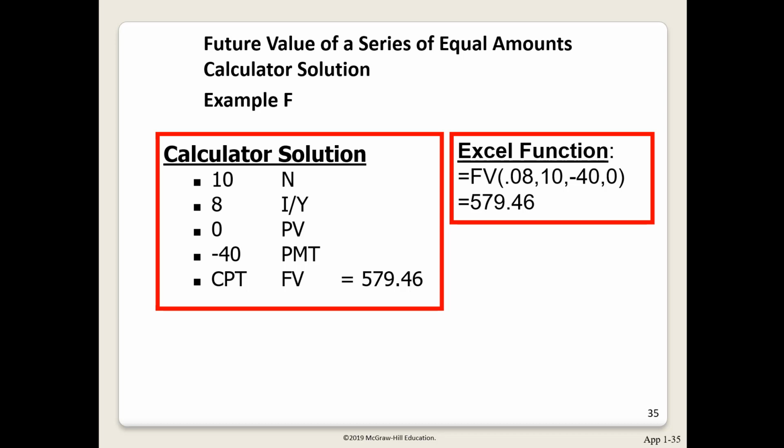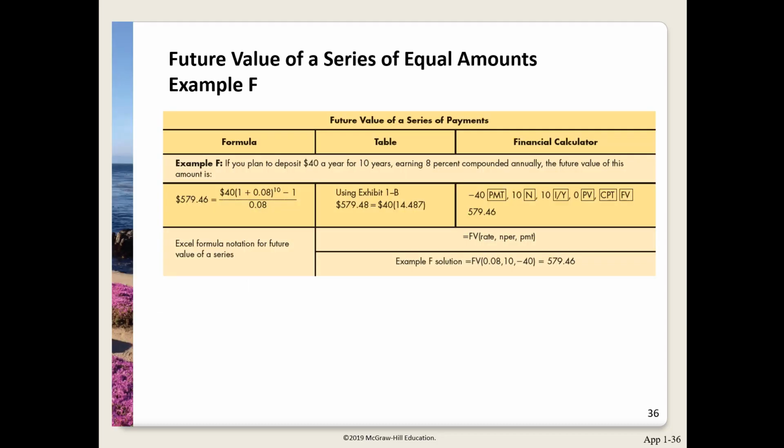Continuing example F, the setup in your calculator and Excel are the same as those we've previously looked at. N is 10 years, IY is 8. Present value is 0. You're not starting with any money in the account. PMT is minus 40. You're adding $40 to the account every period. Solve for future value. And this table recaps example F, page 35.